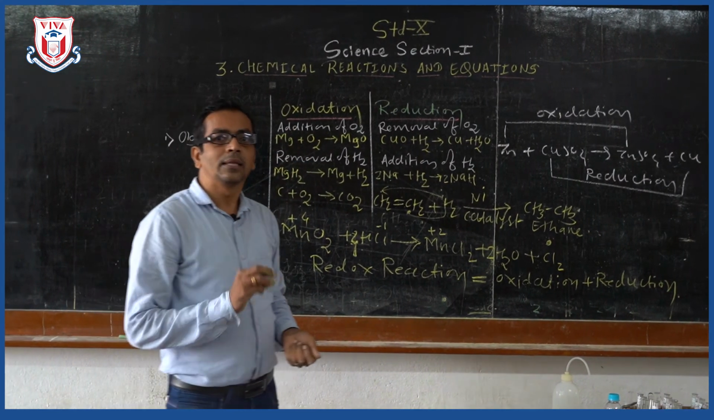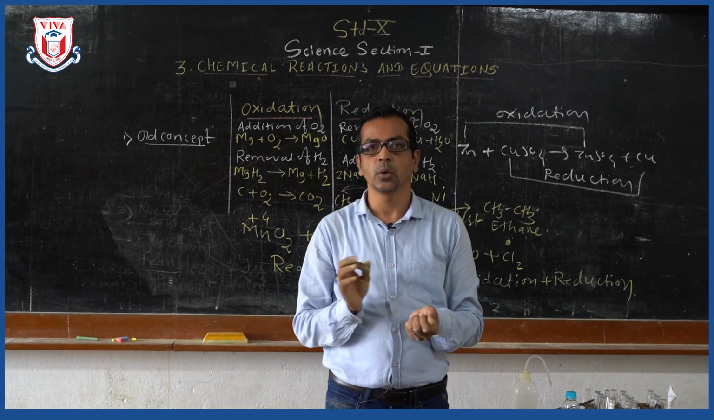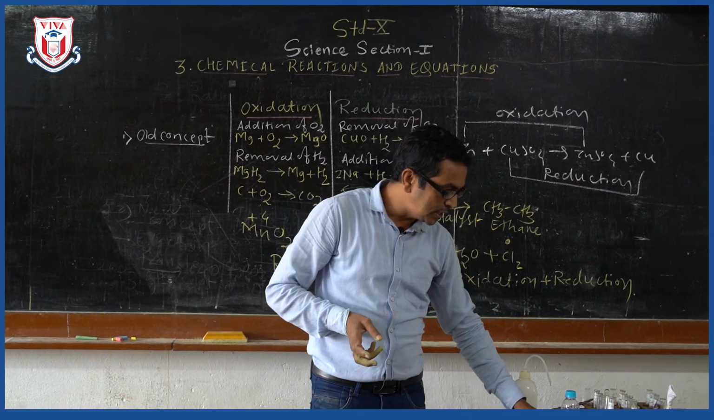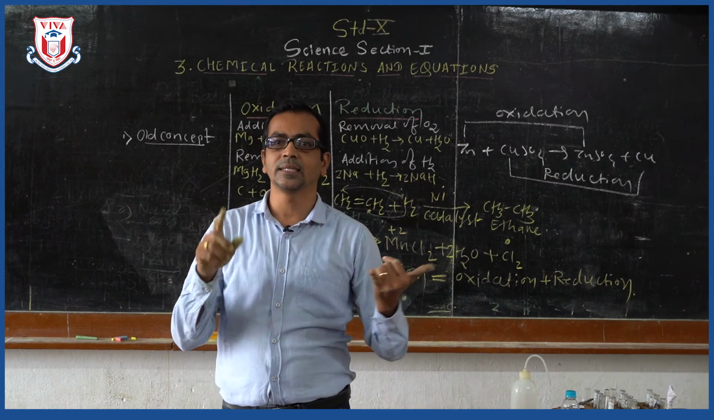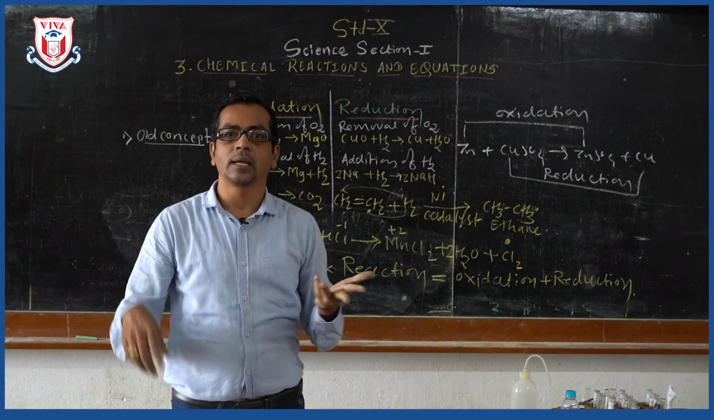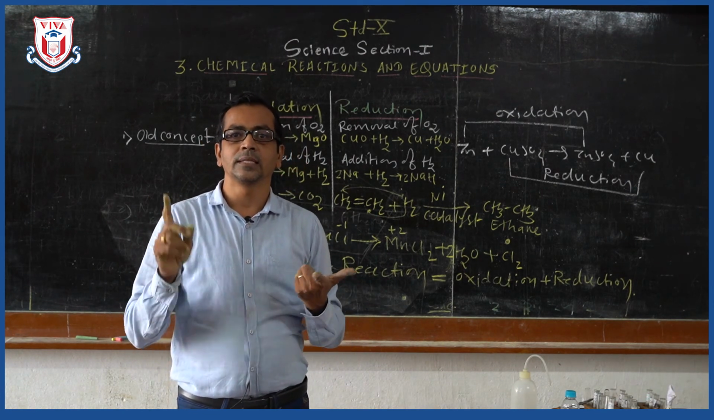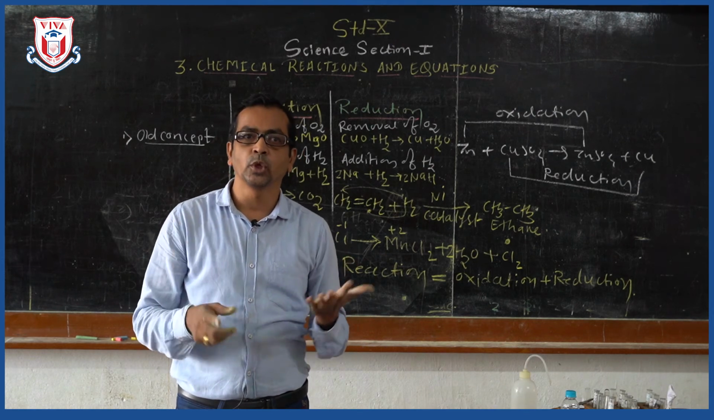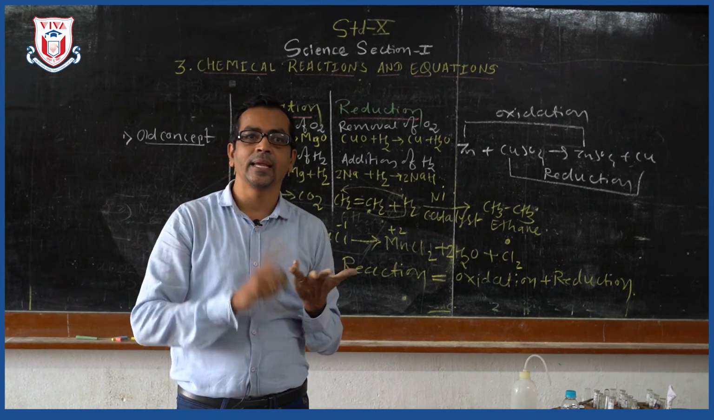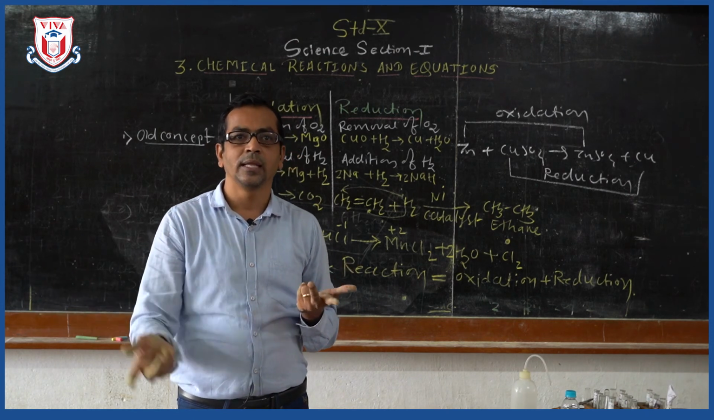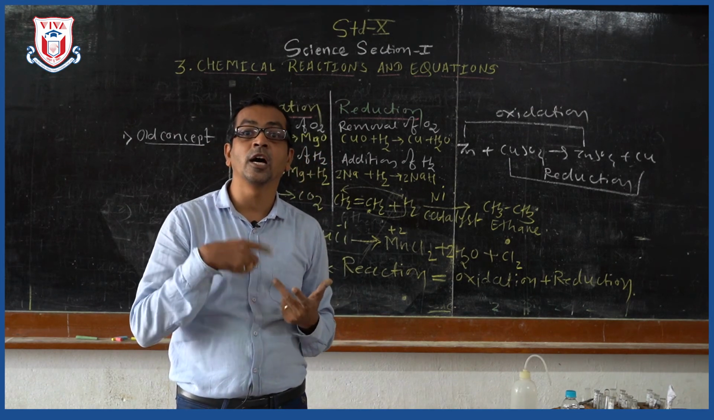Now the last part of this topic is left, that is the concept of corrosion. So what is corrosion? Various metals, you can say copper, calcium, iron, are converted: calcium is converted to calcium carbonate, iron is converted to iron oxide, and zinc is converted to zinc sulfate.